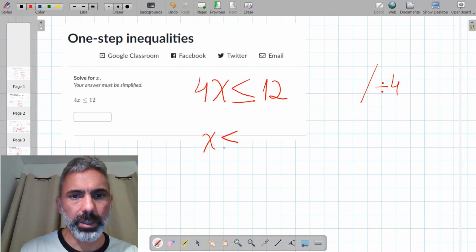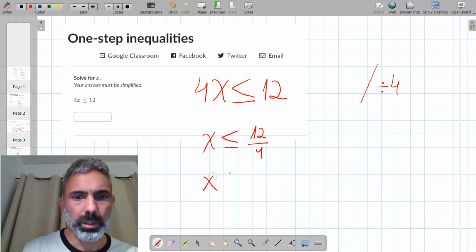So x is less than or equal to 12 divided by 4, which is 3. So this is the result.